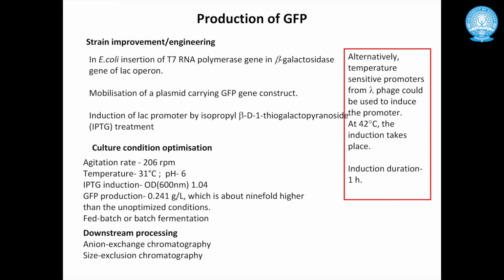For this, the microorganism used is E. coli. In this bacterium, we insert, this is the strain improvement part. The strain improvement involves insertion of the T7 RNA polymerase gene in the beta galactosidase gene of the lac operon. In the E. coli lac operon, the one structural gene beta galactosidase is present, that is now being replaced by T7 RNA polymerase for the purpose of production of green fluorescent protein. How will this RNA polymerase help in producing green fluorescent protein?